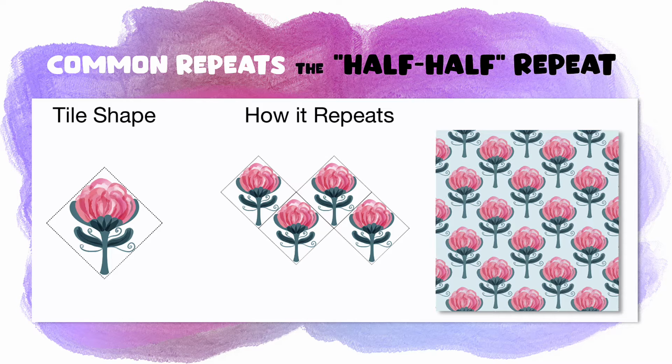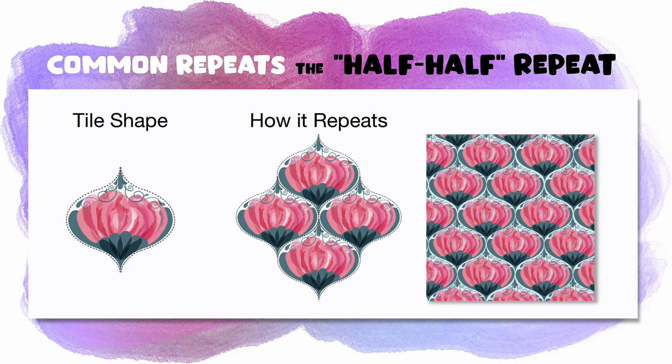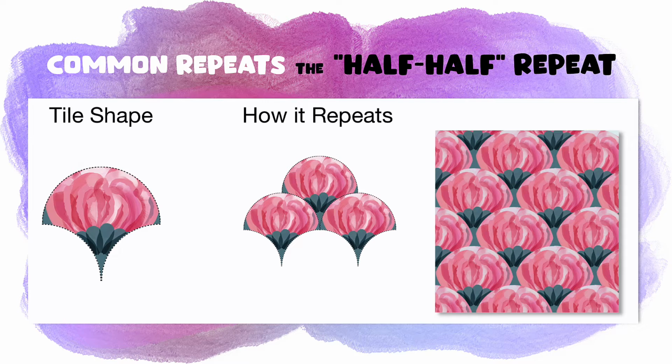There are a group of repeats that I call half-halves, and this is where each adjacent tile exhibits a half horizontal offset and a half vertical offset. Diamond, OG, and scale are all patterns that I like to call half-halves.